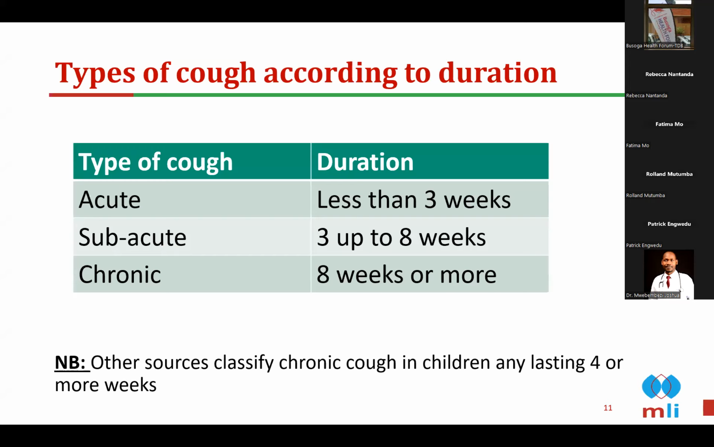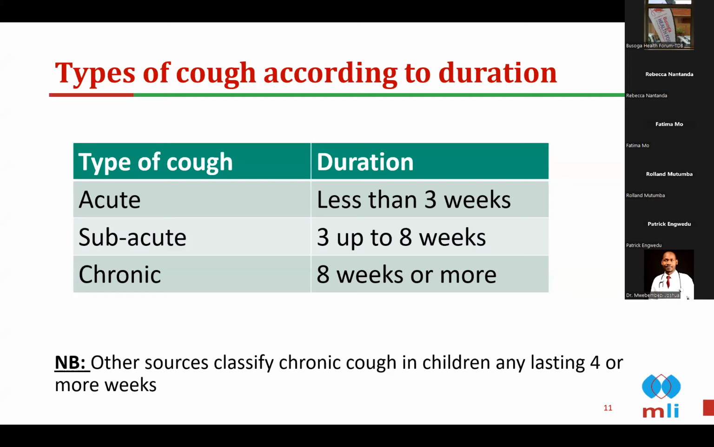But now let's go to the type of cough depending on the duration. So every cough that is less than 3 weeks, we refer to it as an acute cough. And I know many times parents come to us and say this child has been coughing for a whole week or 2 weeks. And deep down, we think it has gone on for a long time. But for as long as that cough is less than 3 weeks, it's still in the acute phase. And then we have the subacute, where the cough lasts 3 up to 8 weeks.